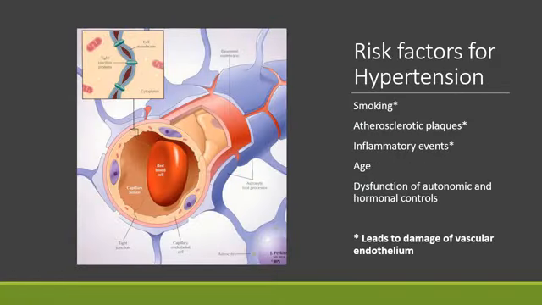In terms of risk factors for hypertension, as I mentioned, there's a variety of them. The ones that we see here: smoking, atherosclerotic plaques, inflammatory events. All of those are highlighted because they lead to damage of the inside lining of the vascular endothelium. We also see increase in age. Hypertension is much more prevalent in elderly individuals. We also see dysfunction of the autonomic and hormonal controls. These are all risk factors for hypertension.